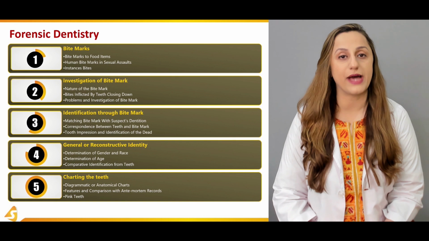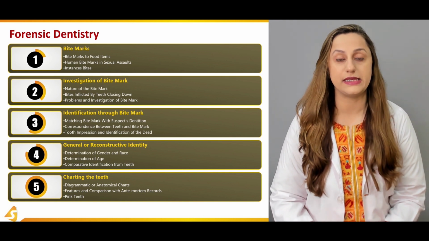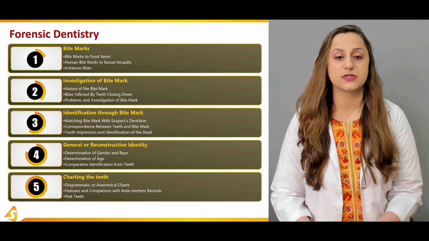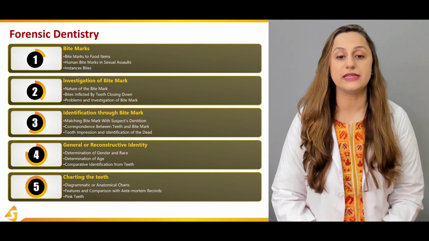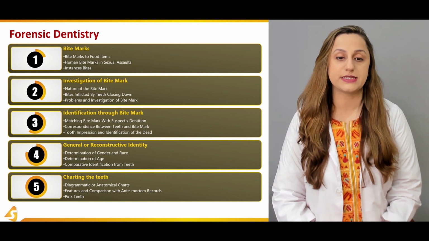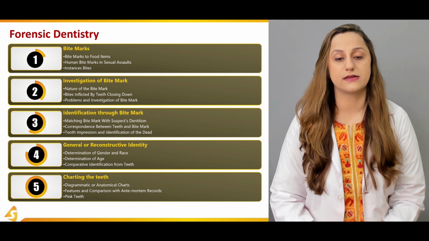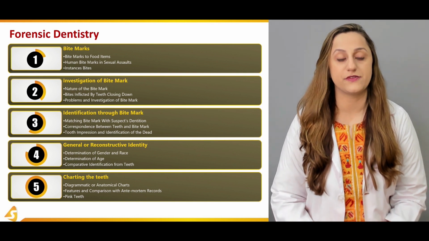Bite marks on food items are again very important, and they give us a basis for comparison. There are a lot of food items, and we'll be discussing them over here. Human bite marks and sexual assaults are again very important regarding forensic medicine, and instances of bites will be concluded here in the first section.